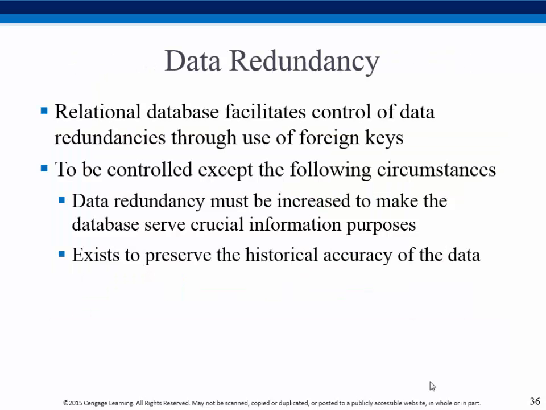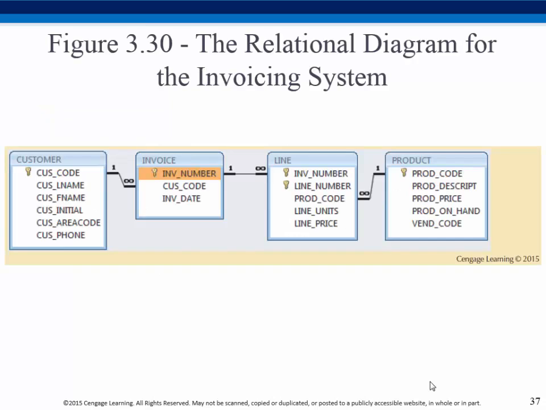Let's talk a little bit about data redundancy. A relational database facilitates control of data redundancies through use of foreign keys, to be controlled except in the following circumstances. Data redundancy must be increased to make the database serve crucial information purposes and exist to preserve the historical accuracy of the database. Now let's talk about this relational diagram for an invoicing system.